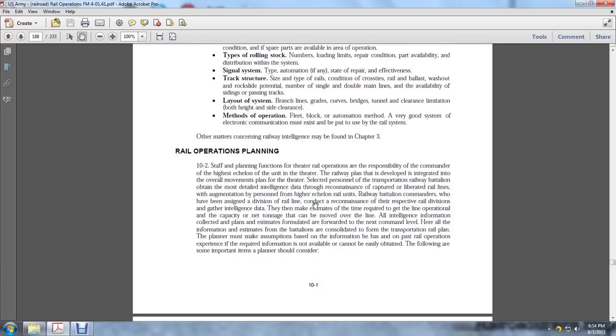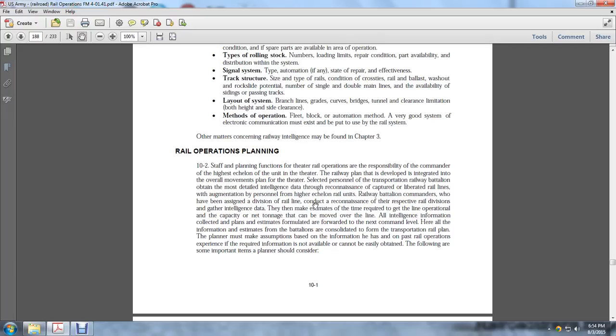Railway operation planning, staff and planning functions for theater railway operation. Responsibility lies with the commander, the first echelon of the unit in theater. The railway plan is developed and integrated over all movements of the plan in the theater. Selected personnel in the transportation railway battalion obtain the most detailed intelligence data through reconnaissance of the captured and liberated railway lines. Augmented personnel of the higher echelon railway units, and railway battalion commanders who have been assigned a division of the railway line, conduct reconnaissance of the respective rail divisions, gathering the intelligence to make estimates of the time required for the line to become operational and the capacity, the net tonnage that can be moved over the line. The intelligence information is collected, planned and estimated, formulated and forwarded to the next command level.